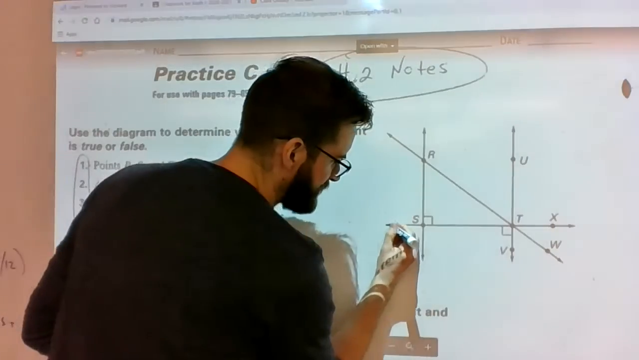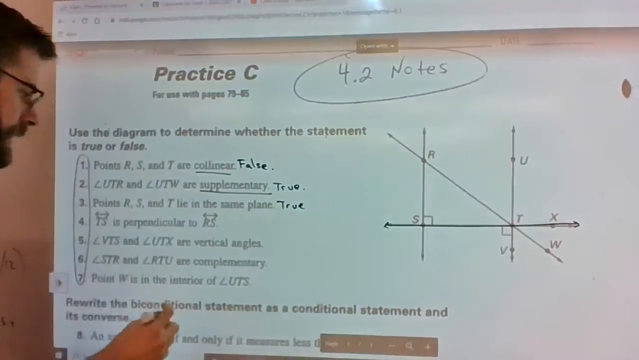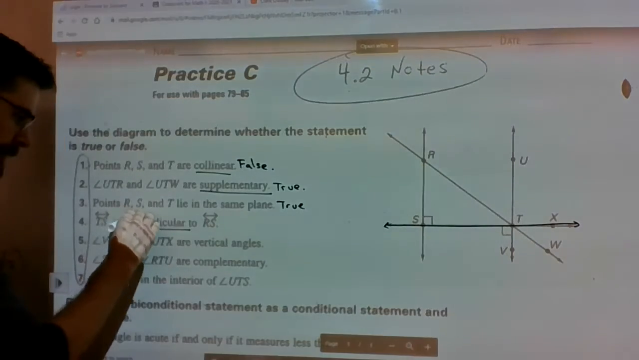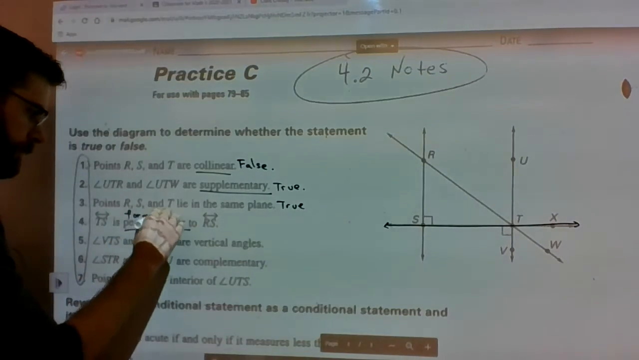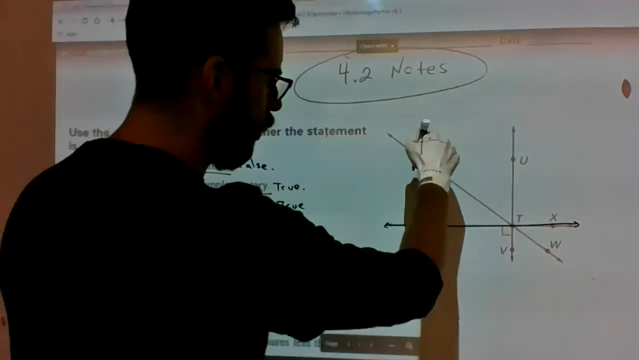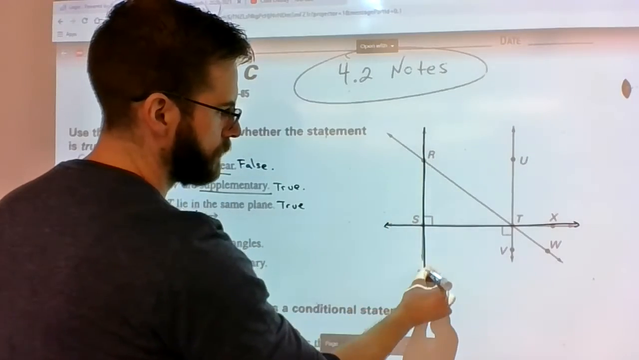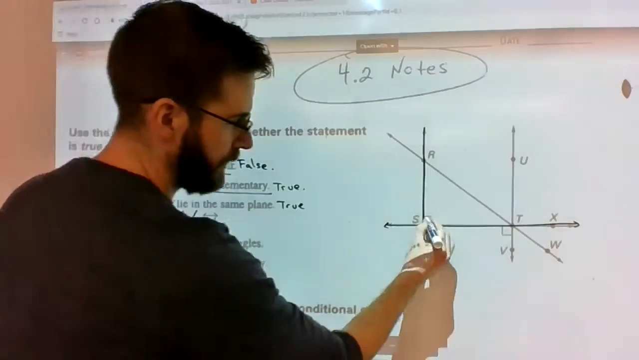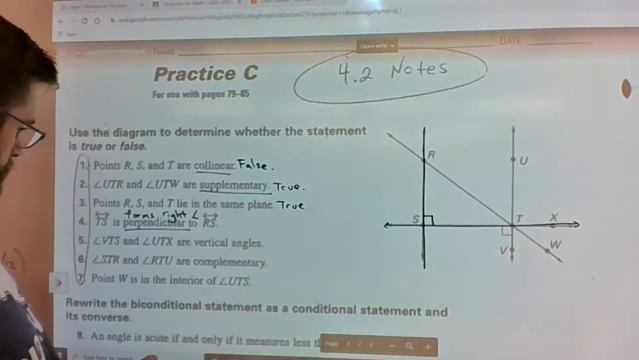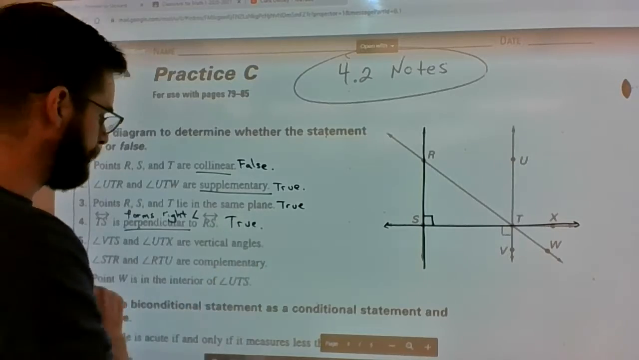Number 4, the line ST is perpendicular to the line RS. So here's the line ST. Perpendicular means forms a right angle with RS. That's a right angle. These two lines formed that angle. Are they perpendicular? They sure are. That's true.